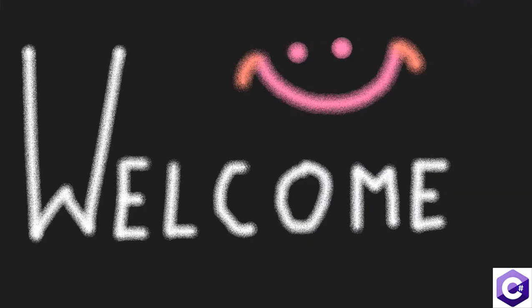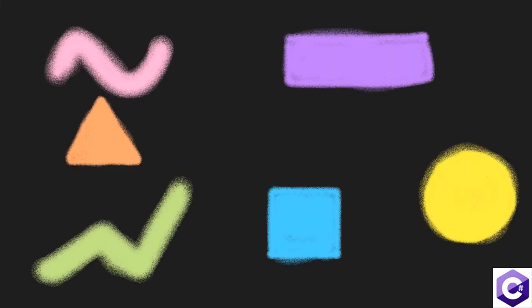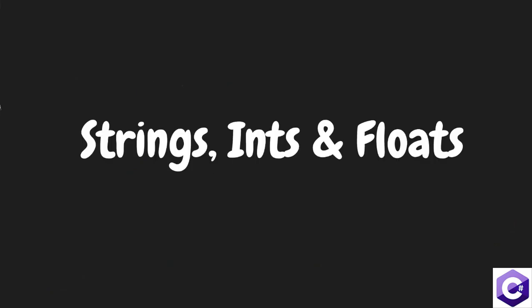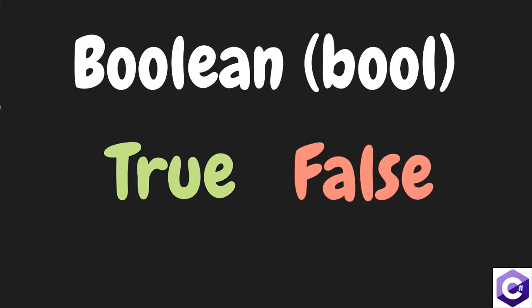Okay, welcome back. In this video, we are going to cover something called Boolean logic, which will be the building blocks for creating logic and decisions inside of your C# scripts. So for now, we have learned about 3 different types of data: strings, integers, and floats. There is another data type that exists, which is called Booleans, or bool for short.